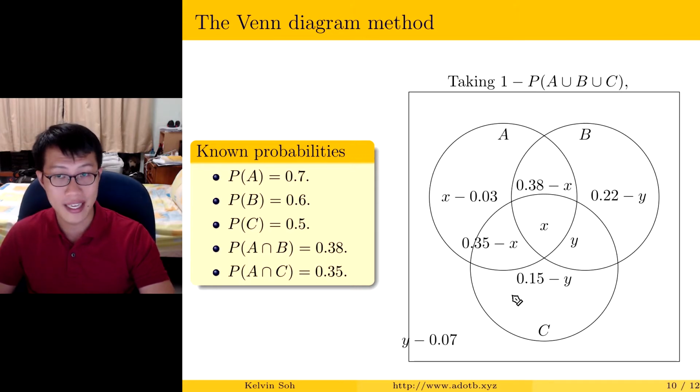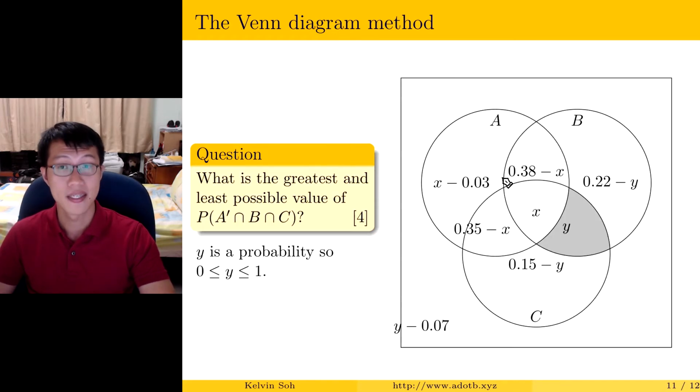So now that we have the entire Venn diagram filled up, we can try to approach the question again. So a possible modification of the 2010 question will be if the question asks for the greatest and least possible value of P(A prime intersect B intersect C). So not just a simple inequality for 1 mark, but a 4-mark question asking us for both the greatest as well as the least possible value. So let's first identify where A prime intersect B intersect C is. So it happens to be this region shaded over here, which is denoted by y.